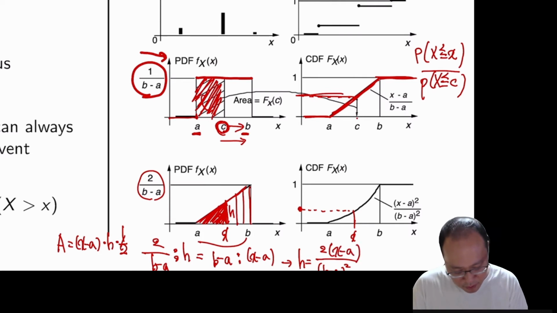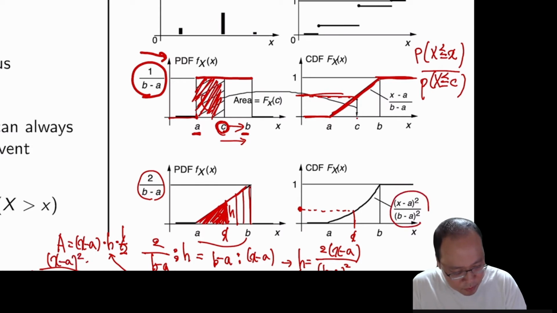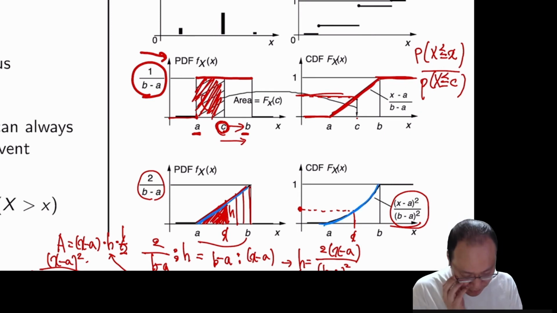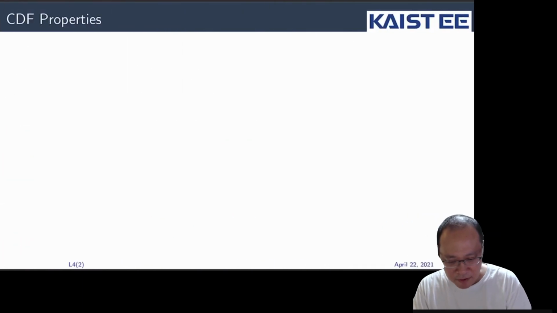Okay, and if we plug in this h to here, it turns out that it's b minus a squared, and this is x minus a squared. And that's why we get this. The important thing is that if the PDF is a linear function, the CDF should be a quadratic function. We have just tasted how the CDF looks for an example series of the PMF and the PDF functions.